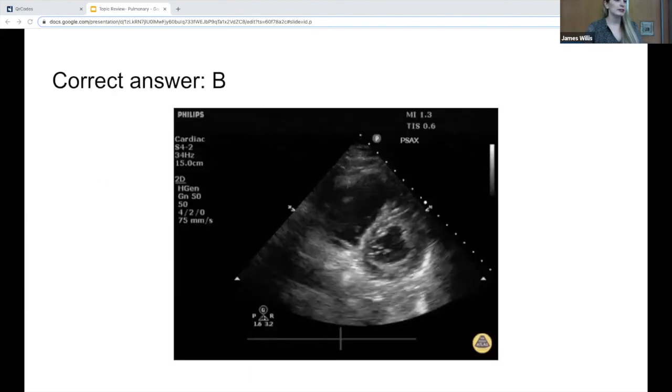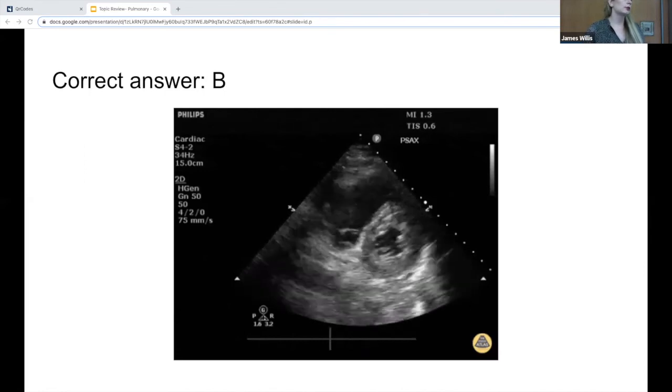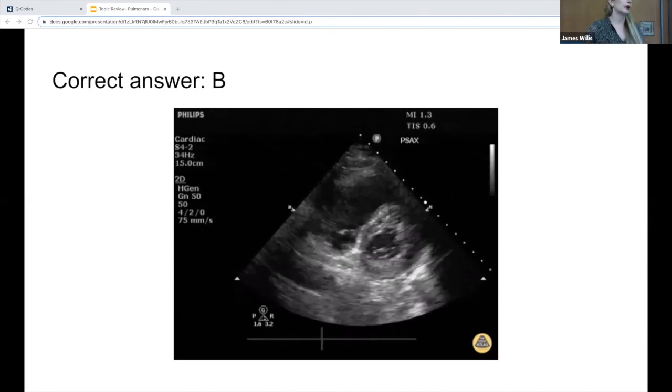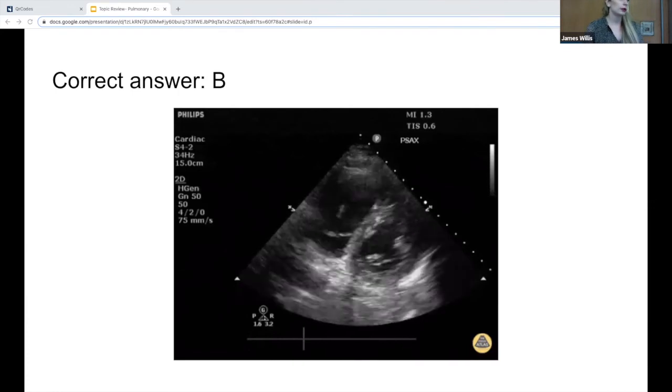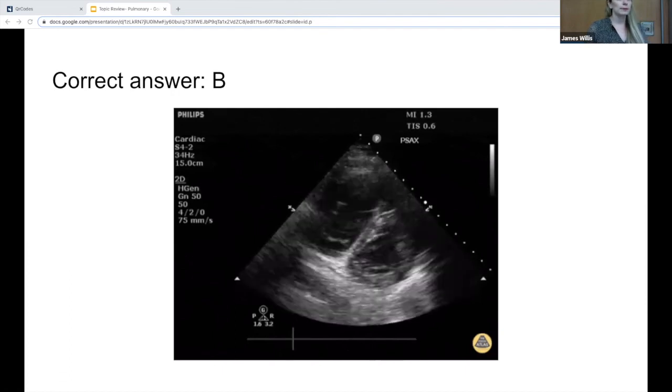Good, yeah, so it's the D sign. So the D sign is just indicative of right heart strain, which is either from chronic RV pressure overload or volume overload. Oftentimes we think about it with PE, but it's not specific for PE. It can also be seen in cor pulmonale and pulmonary hypertension, both of which happen in COPD.